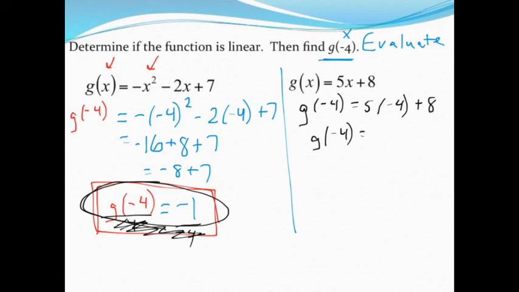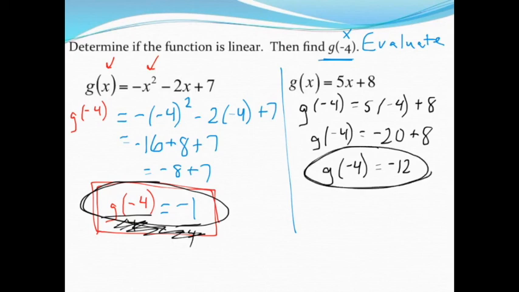So g of -4 would equal -20, and then add an 8 onto that. So my technical answer is g of -4 is equal to -12 once I simplify. If you just have -12, that's a-okay with me. The only reason we like this notation is it shows us our input and our output very easily. We see -4 was our input, our domain, and -12 was our output, our range, our y value. So that's the end of this part.